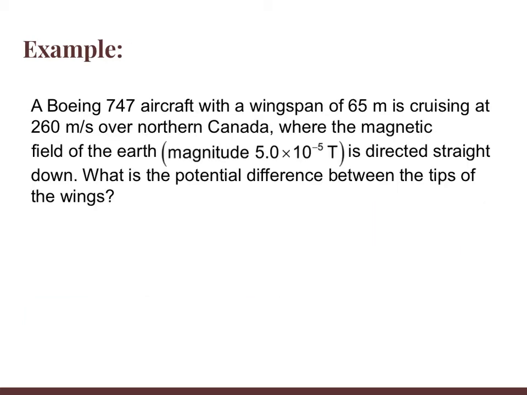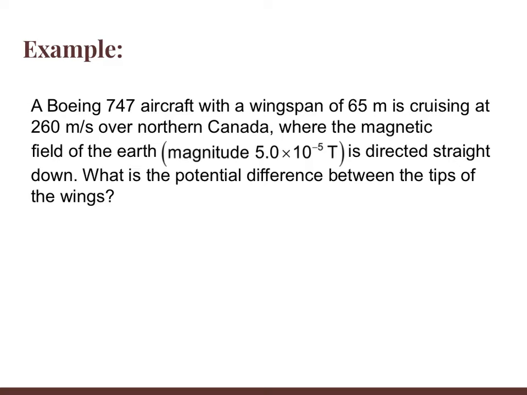All right, now we get to an example. It's going to take us a little bit to work through this example because there's a few equations we're going to have to resurrect from previous units. Question says a Boeing 747 aircraft with a wingspan of 65 meters is cruising at 260 meters per second over northern Canada, where the magnetic field of the Earth, with a magnitude of 5 × 10⁻⁵ Teslas, is directed straight down. What is the potential difference between the tips of the wings?